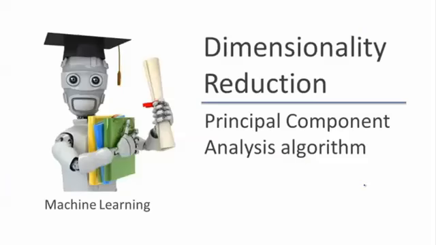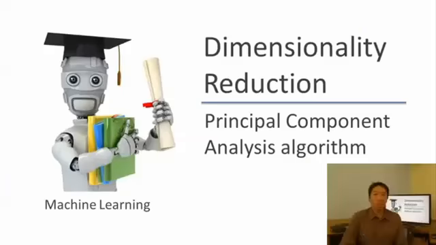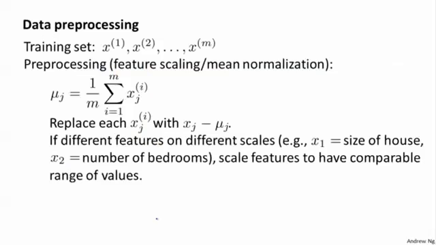In this video, I'd like to tell you about the principal components analysis algorithm. And by the end of this video, you'll know how to implement PCA for yourself and use it to reduce the dimension of your data. Before applying PCA, there's a data pre-processing step which you should always take. Given a training set of m unlabeled examples, it's important to always perform mean normalization, and then depending on your data, maybe perform feature scaling as well.